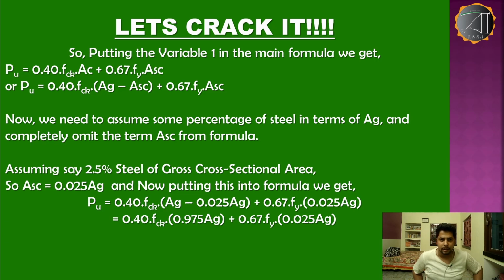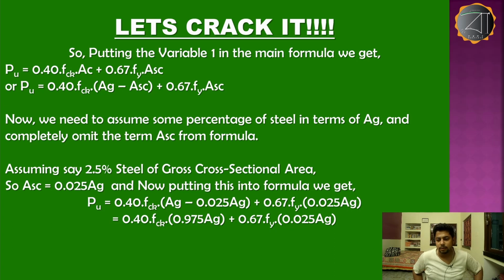Simple, 2.5 by 100, I am just taking the percentage of steel in decimal, right? 2.5 divided by 100 comes to 0.025, and multiplied by Ag, because we are taking it as a percentage of Ag, the total gross cross sectional area.